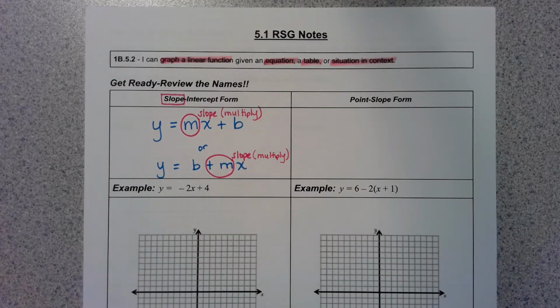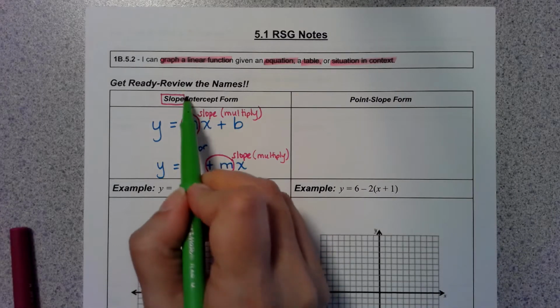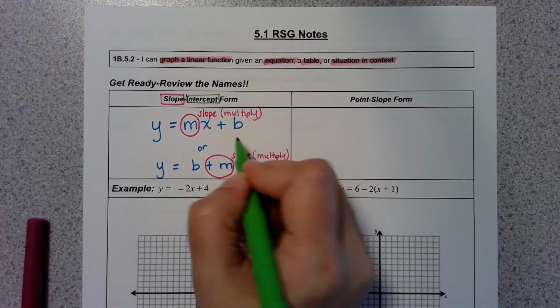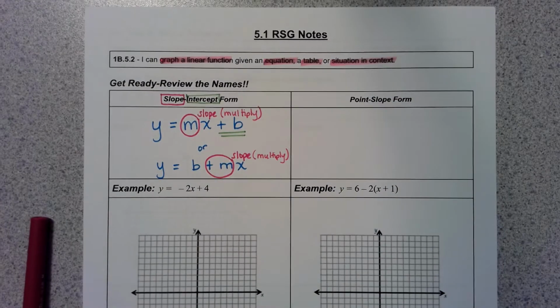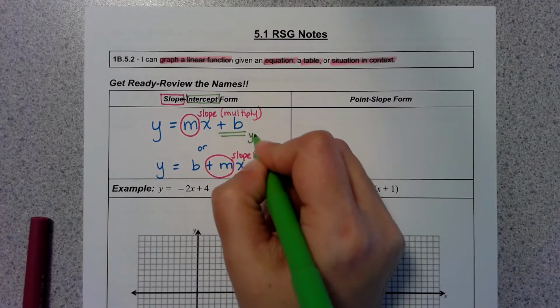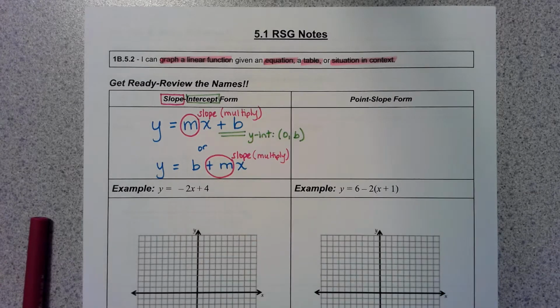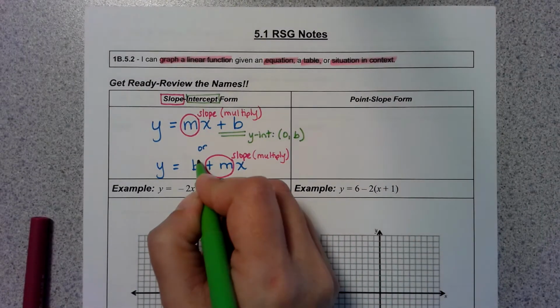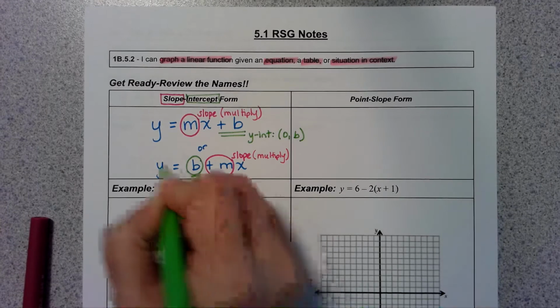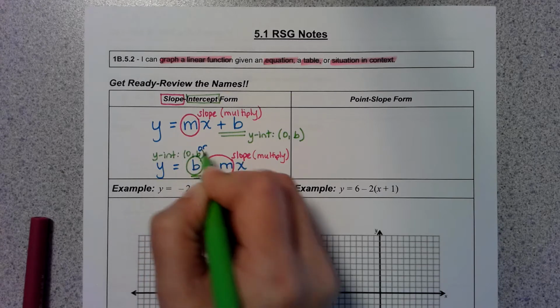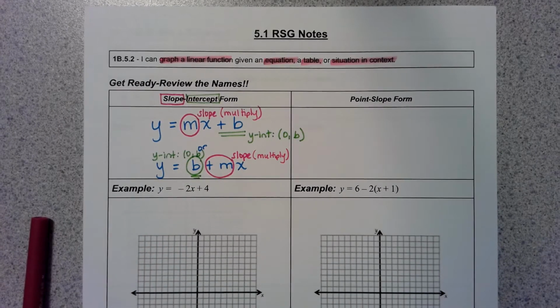The second number that we always find in this equation is the y-intercept. Now, the y-intercept is the same thing as the starting point of the graph. In this case, it's represented by the letter b. This is going to be the y-intercept, which is the point (0, b). The same thing in this equation: the b is going to be the y-intercept, which is (0, b). And again, we'll know that this is the y-intercept because it's being added to the x instead of multiplied.